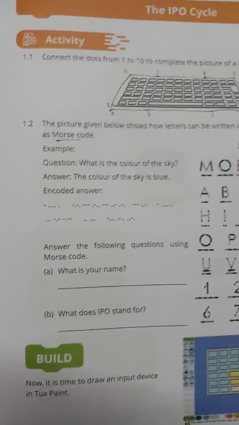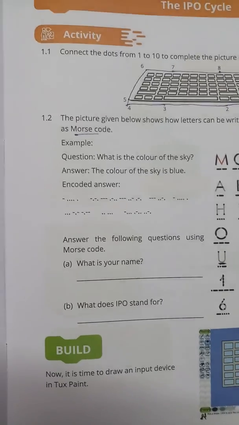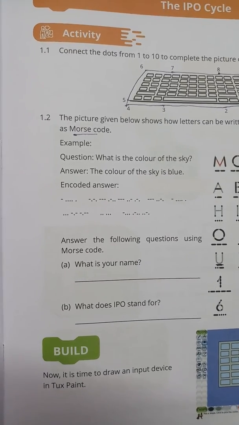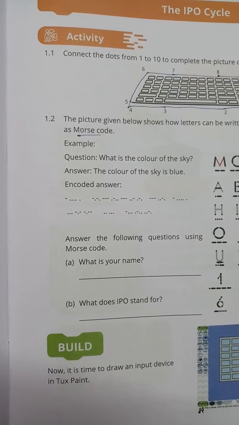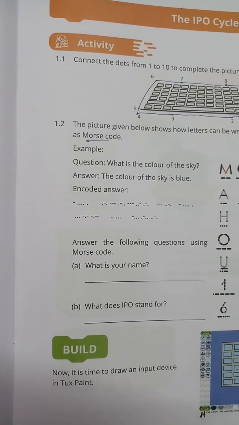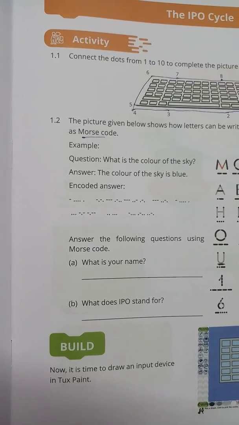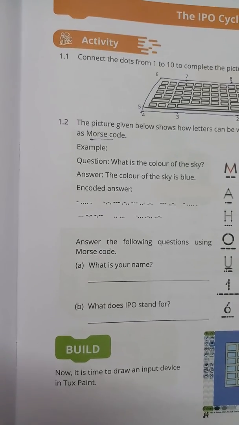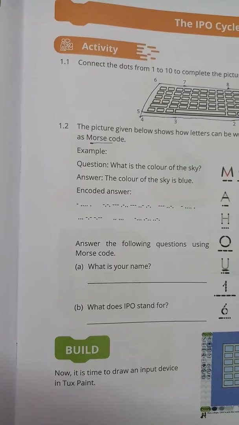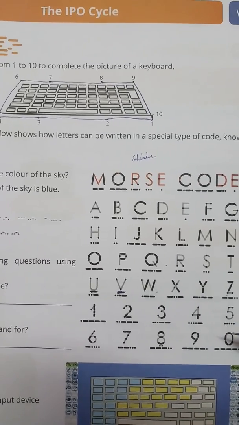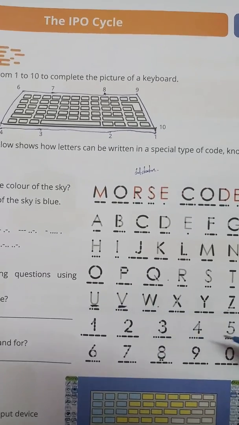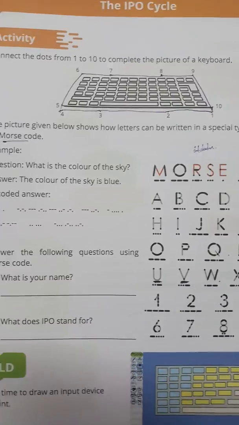So here, Morse code. What is Morse code? It is a method used for telecommunication to encode characters using two different signals. What are the two different signals? Dots and dashes. Here we have the Morse code for A to Z and 1 to 0. 1, 2, 3, 4, 5, 6, 7, 8, and last they give us 0.